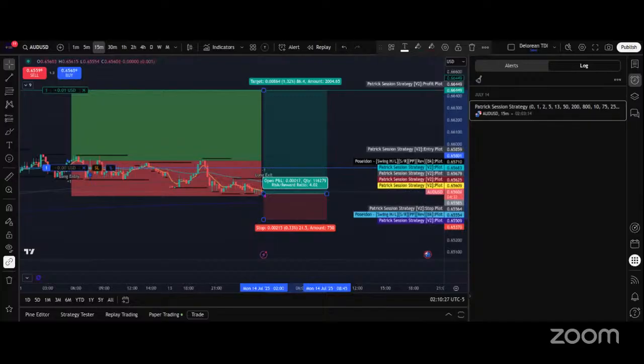And here's your call. AUD USD, that is the Australian dollar versus the US dollar. This is going to be a 15-minute confirmation. Market execution buy. Entry price is 0.65585. Stop loss is 0.65370 for 22 pips. And take profit is 0.66449 for 86 pips with a risk to reward ratio of 4.02.